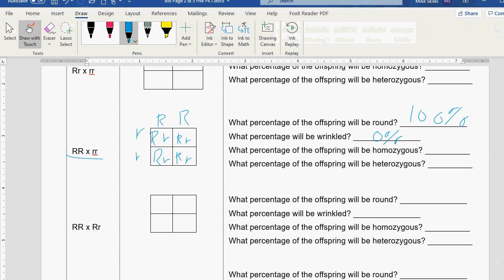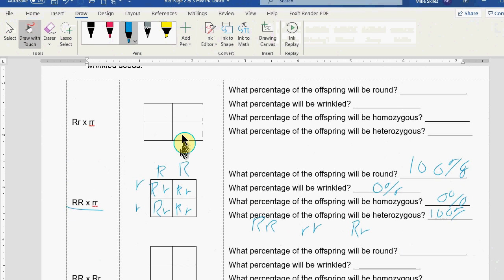What percentage of the offspring will be homozygous? Homozygous means that you have two big R's or two little r's. Big R is homozygous dominant, little r is homozygous recessive. There aren't any that are homozygous, so that's 0%. What percentage are heterozygous? Heterozygous means you have a big and a little, so 100%.